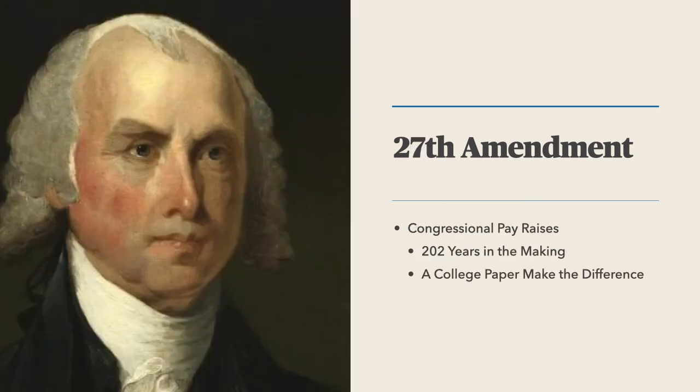The last one is the 27th Amendment, and this is one that deals with congressional pay raises. We got to go back 202 years in our history to see the origins of this. This actually was proposed in the late 1700s, and James Madison proposed this as one of the original ideas for what would become the Bill of Rights. Basically, the idea was that Congress can't give themselves a pay raise that takes effect before an election. So they can give themselves a pay raise, but there has to be an election in between the time that it's passed and the time that they get it.